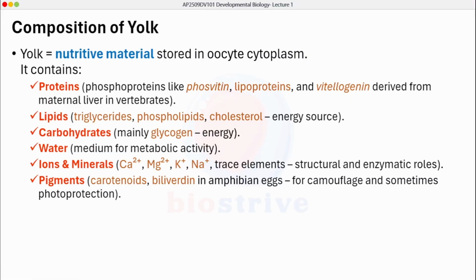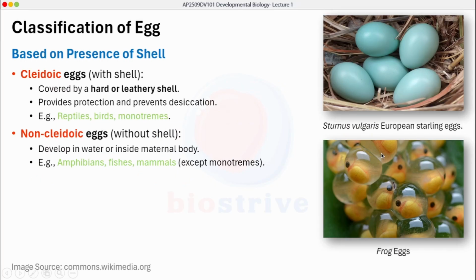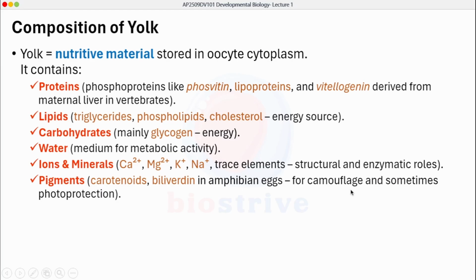Water is present as a specific medium for metabolic activity. There are specific ions and minerals like calcium, magnesium, potassium and sodium, and some other trace elements are also present, which will help in enzymatic actions. There may be some kind of pigments like carotenoids, and biliverdin in the case of amphibian eggs, which helps these amphibian eggs for their camouflage, because amphibian eggs are placed in water itself, as you can see right here. They help in camouflage, sometimes in photoprotection as well.